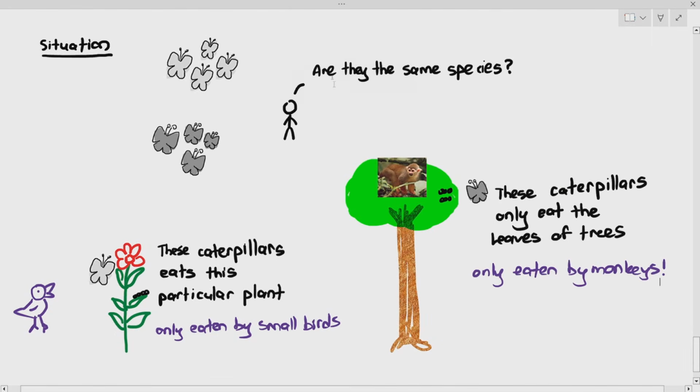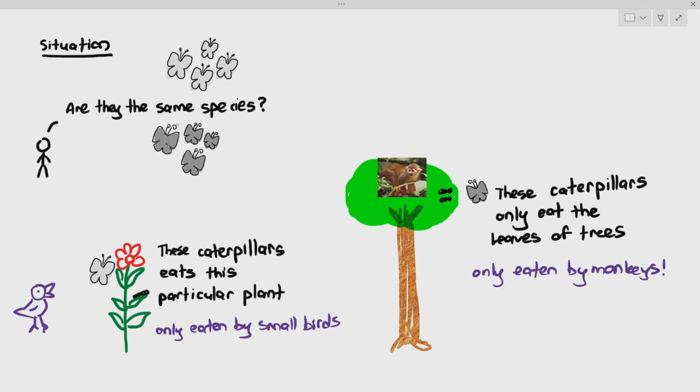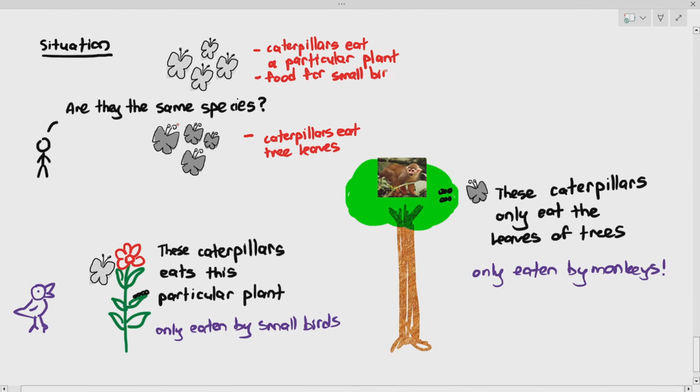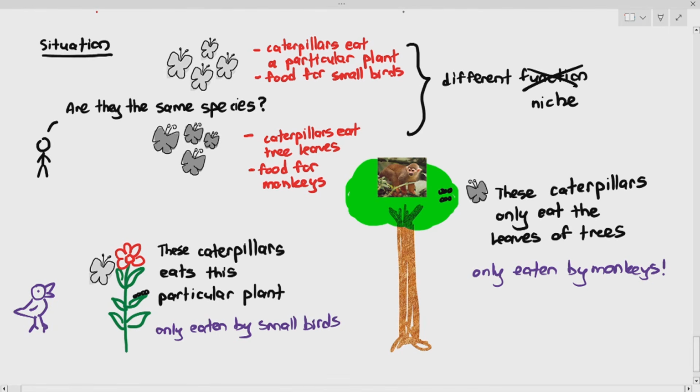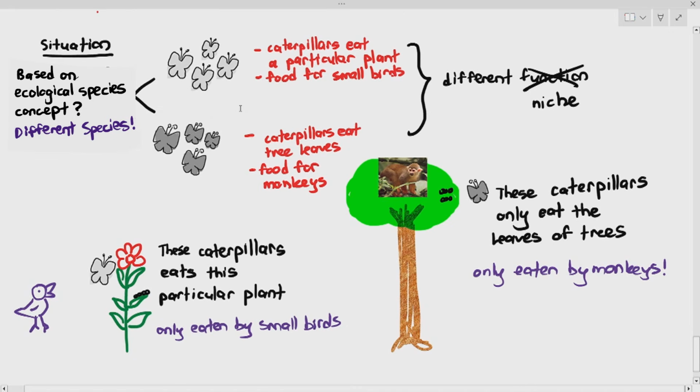So, what's their function? Let's list out their function again. For the light gray ones, their caterpillars eat a particular type of small plant. For the dark gray ones, the caterpillar eats leaves of the trees. The light gray butterflies are food for small birds, but the dark gray butterflies are food for monkeys. Immediately, in this case, they have different functions in the environment, so they have different niches. Because they have different niches, we will assume that they are considered different species.